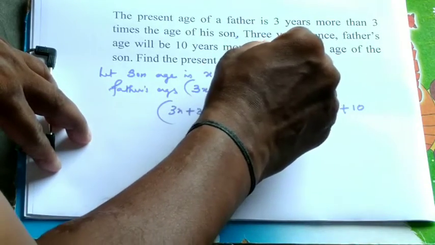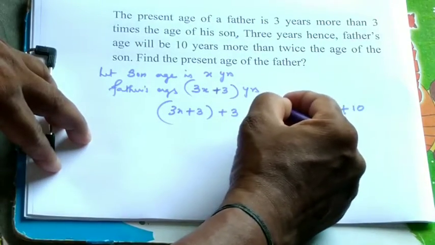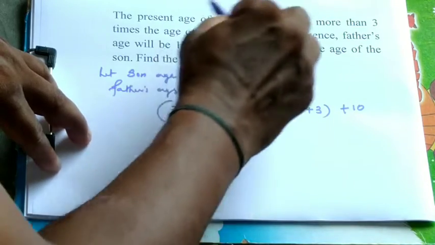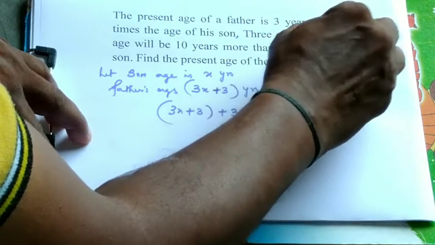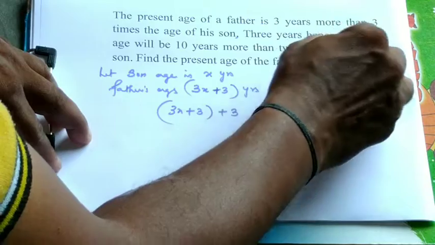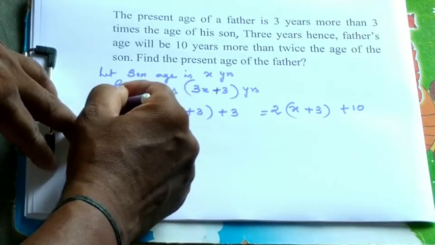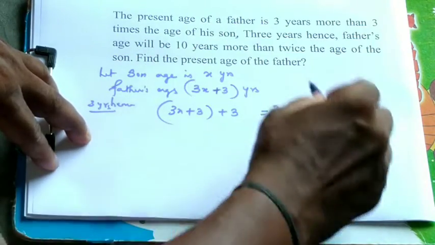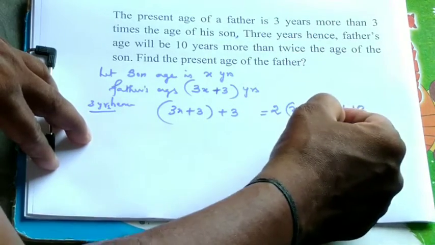10 years more than twice the age of the son. Repeating once again: first, the son's age is x, and the father's age is 3 times that plus 3 years, that's the reason 3x plus 3. After 3 years ends, that's the reason we are adding 3 on both sides. That will be 10 years more than twice the age of the son.